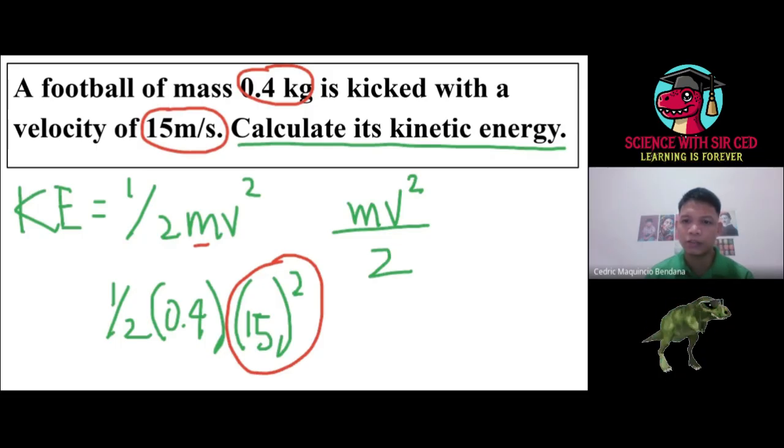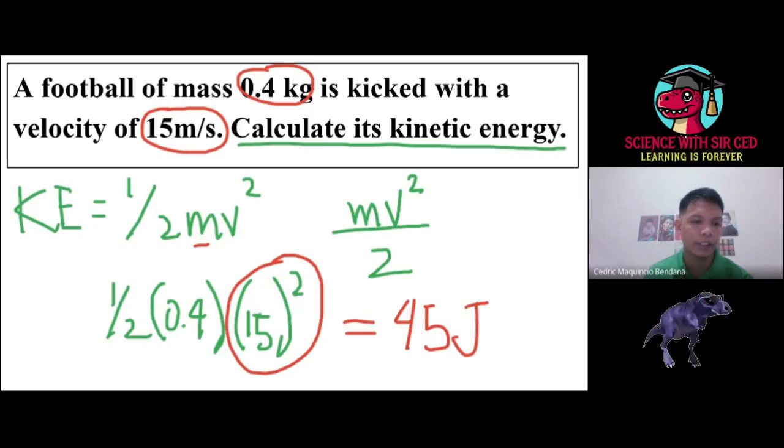And then what's your answer? So that would be 15 multiplied by 15, that is 15 squared, multiplied by 0.4. Maybe you can put an equal sign, or if you want, you can multiply it by 0.5 or divide by 2. You're going to have the same answer. So 90 divided by 2, that would be 45. So your answer will be 45. The unit is joules. Clear? Next one. I'm going to erase this.